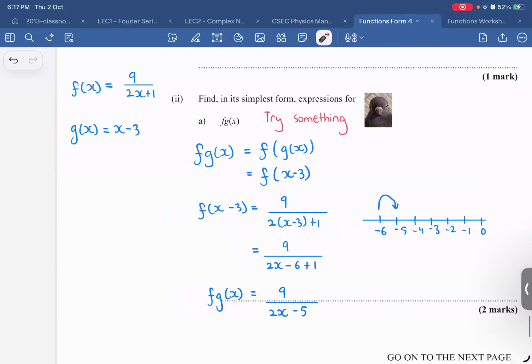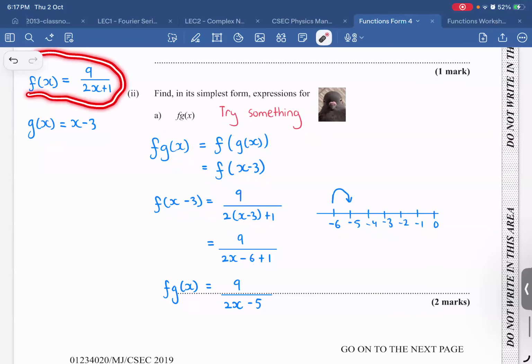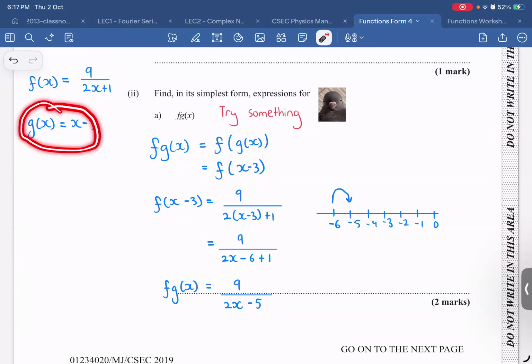So we have two functions, f of x and g of x. But first, what is f of x equal to? What is that function equal to? It equals 9 over 2x plus 1. Right? And what is g of x equal to? It equals x -3.